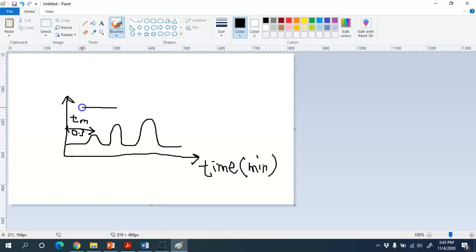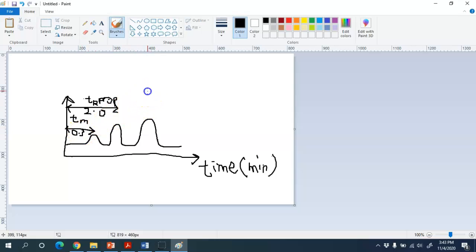For the second one, here is the propanol. Starting from here to here is the retention time for the propanol, which is 2.0. This is the retention time. You can write here tR propanol. And this one is the dead time for the unretained species, which is 0.3.